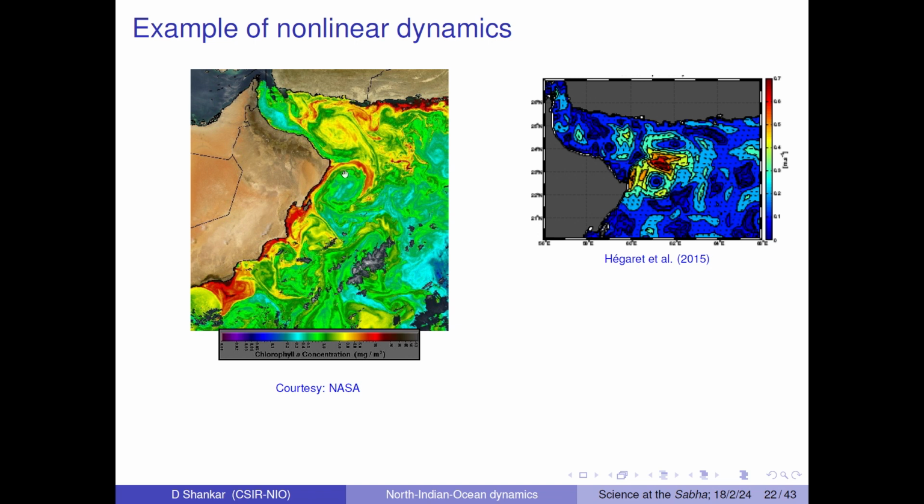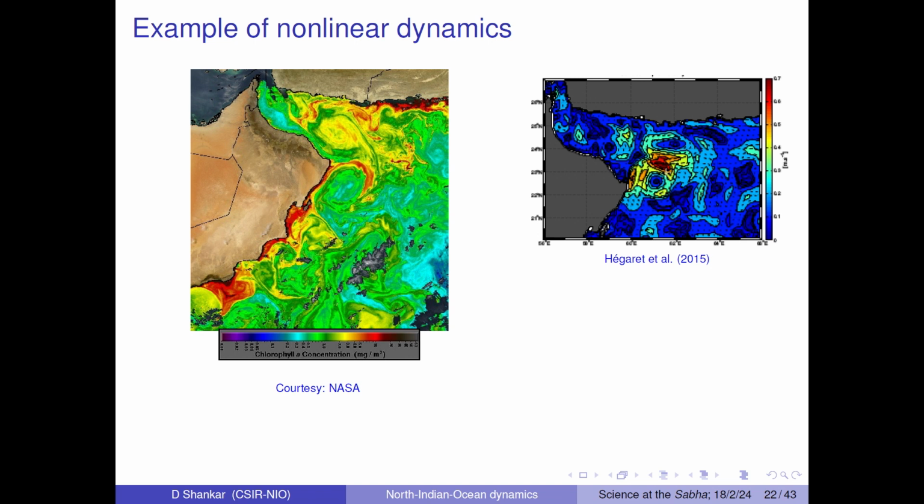What you see is the chlorophyll is concentrated in jets and squirts, and that seems to happen everywhere where you have these capes. This one has a particular name, it's called the Ras Al Hadd jet. If you use a model with high enough resolution, this is about 5 kilometers, and this is current, not chlorophyll, you can produce this kind of signature.